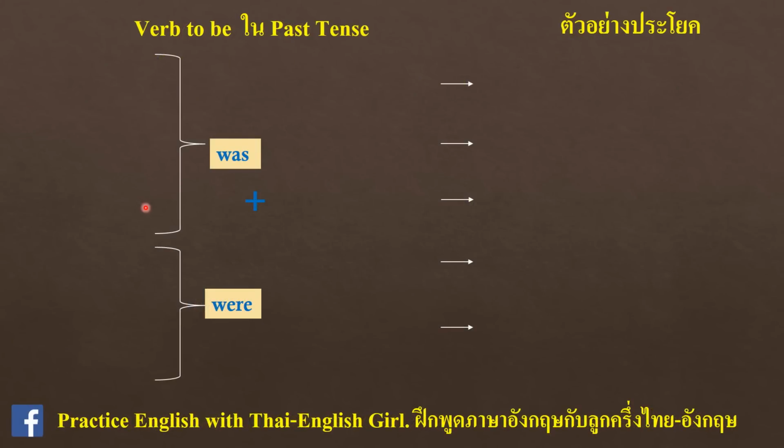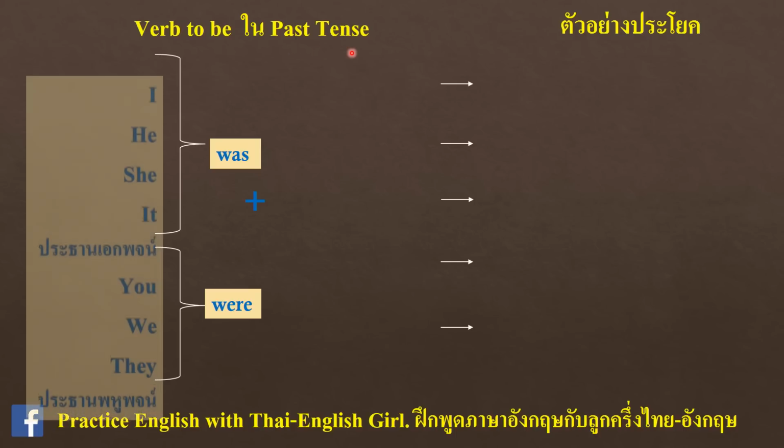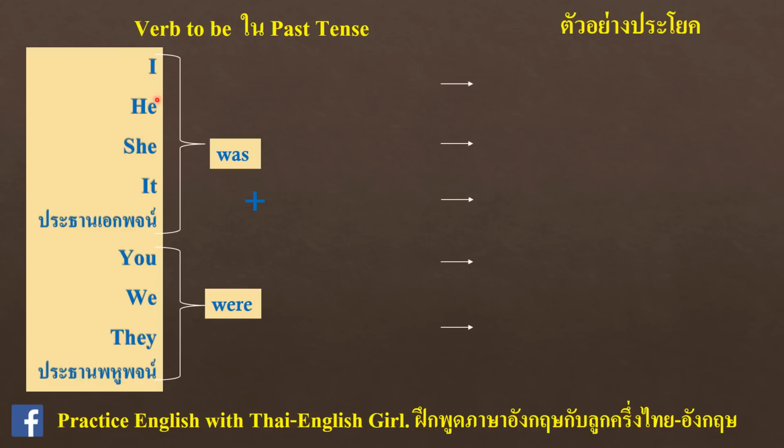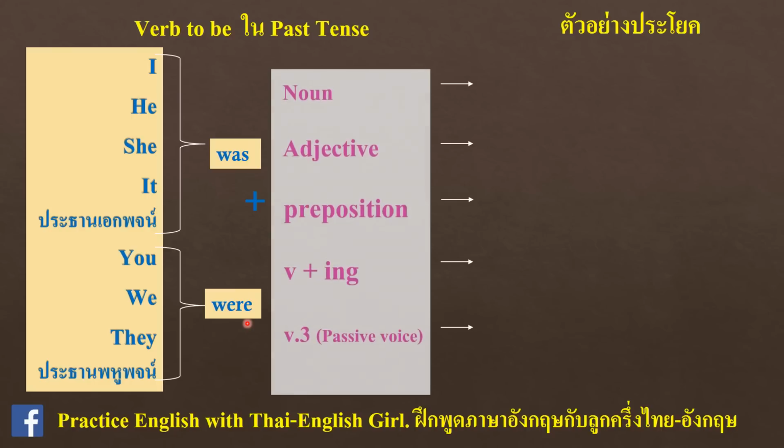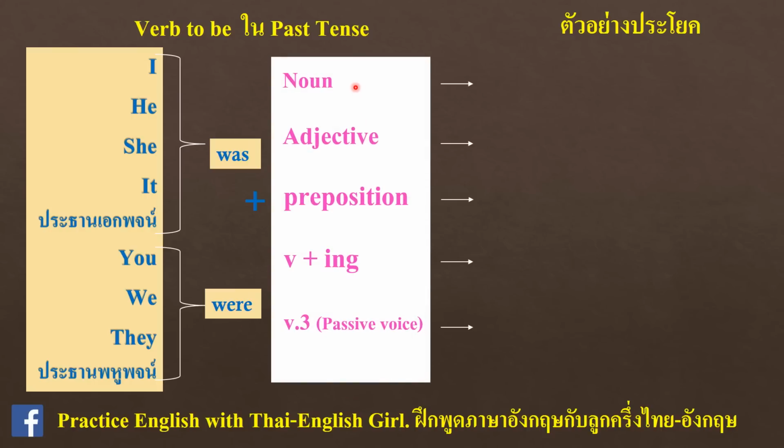In one of my previous videos we talked about present tense, but this time we will be talking about past tense. For example, I, he, she, it will be followed by was. You, we, they will be followed by were. Each one will either need a noun, adjective, preposition, verb plus ing, or verb free.